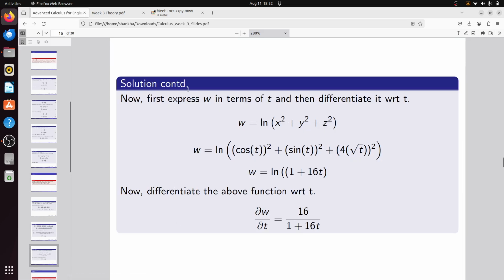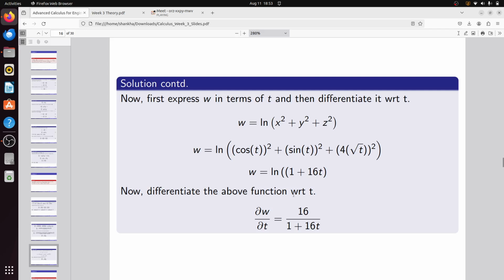Okay, so what will be now? First express w in terms of t and then differentiate it with respect to t. So w equal to ln x square plus y square plus z square. So you put w equal to ln cos t the whole square plus sin t whole square plus 4 square root of t whole square. So what will be the answer? The answer w will be 1 plus ln 1 plus 16t.